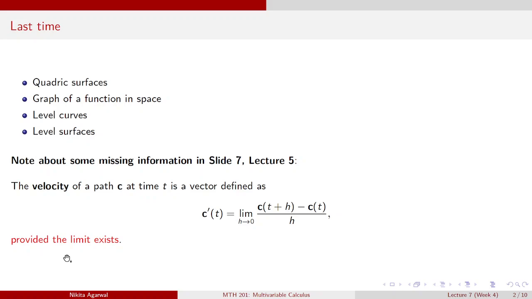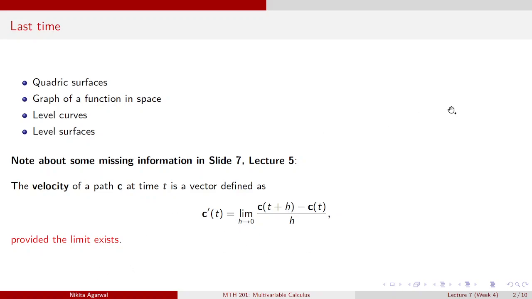I did not include this in the notes that time, but this is something that you need necessarily. This velocity vector will only be defined if this limit exists.